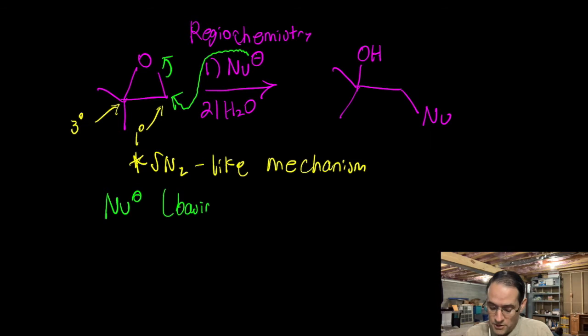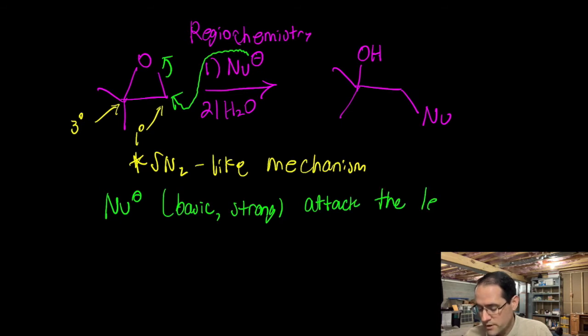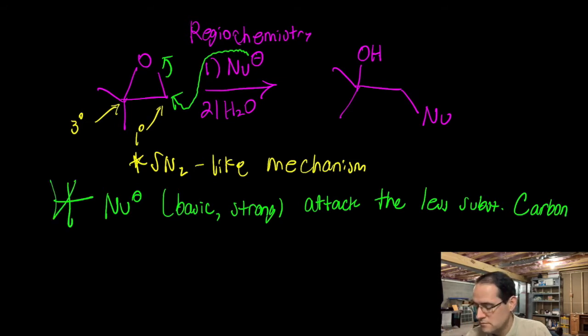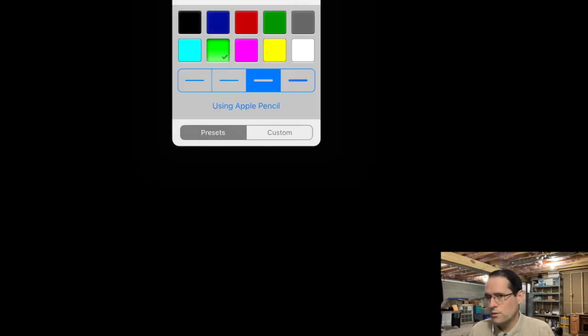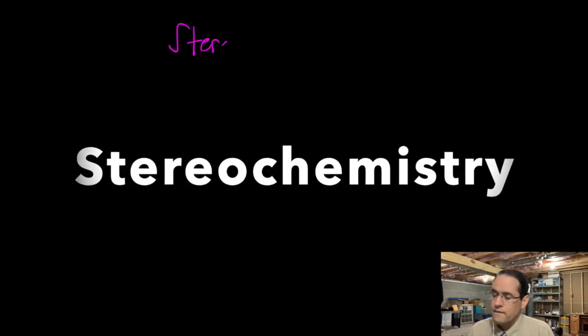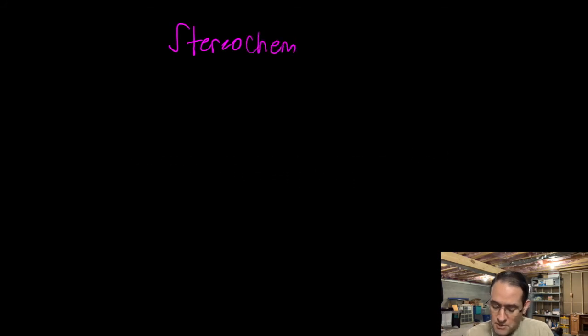So the strong nucleophiles, this is basic or strong, are going to attack the less substituted carbon atom. Okay, and that's a key thing to remember. Okay, and it's based off of SN2. So if you remember a lot about SN2 reactions, this might kind of be very familiar to you. That's the goal. All right. So the other thing we want to talk about is stereochemistry.